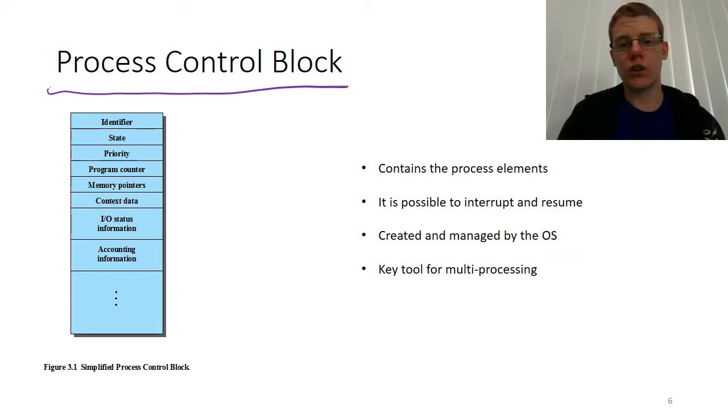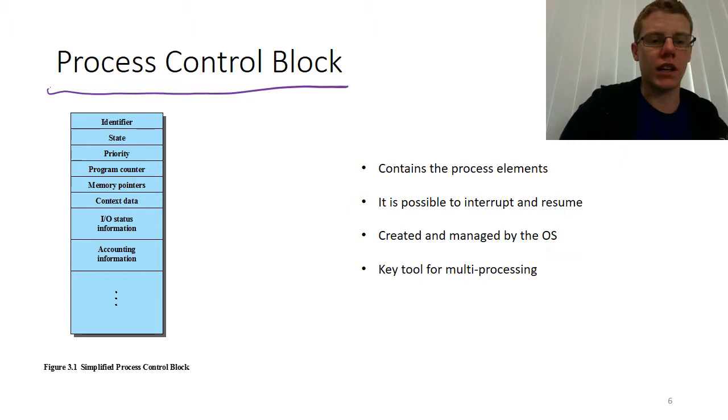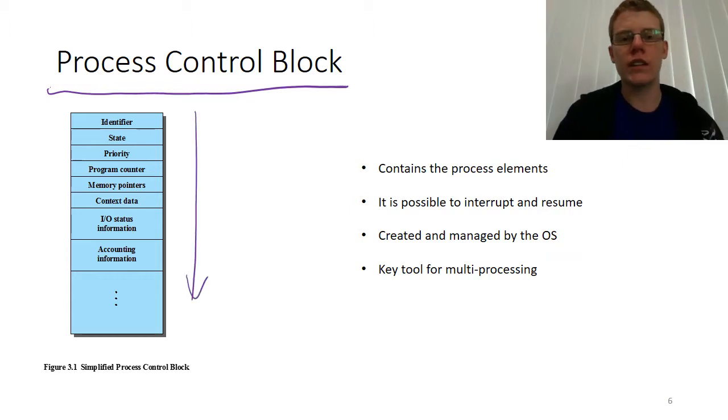So with this block of information, and you can see here, it's essentially a list of things just like what we mentioned on the previous slide, but it contains all of the key elements for the process. It makes it possible for us to interrupt the process and resume it by saving all of this information in the process control block somewhere else, and then loading the information for another process's process control block into memory. We're able to then run a different process.